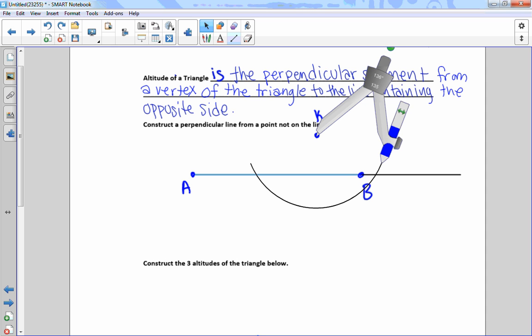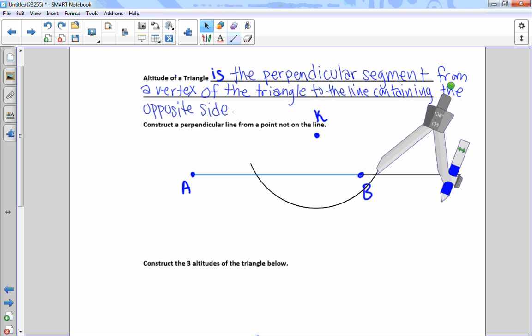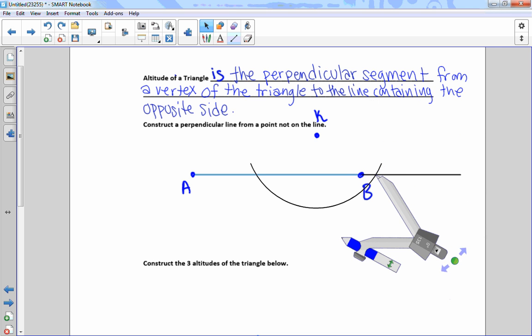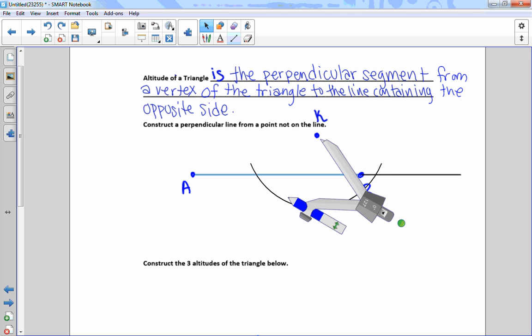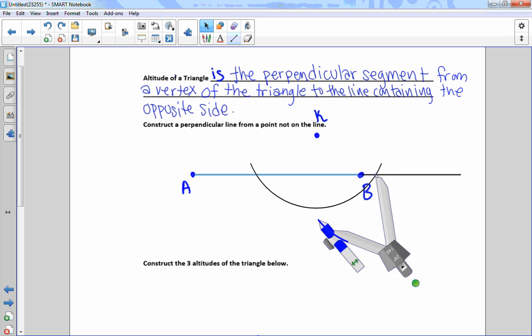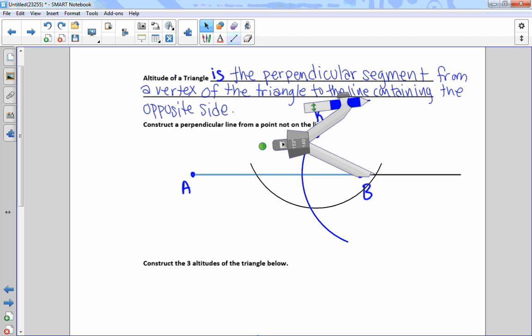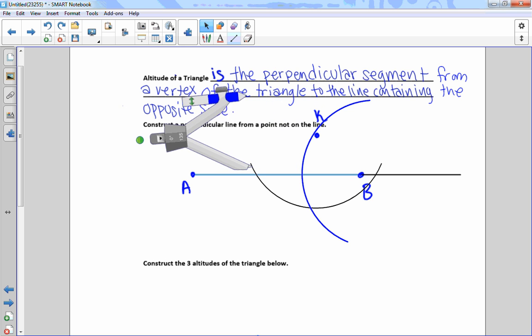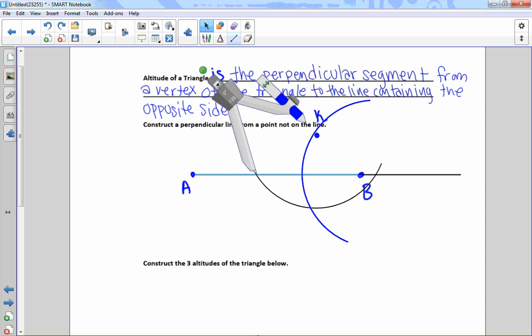Okay, and then we're going to use that same width, relocate it over to one of the intersection points, and do a similar thing that we've done before. Oh, yeah, change the width. Okay, that worked. And draw an arc. And I hope I didn't just change the width again. Go over to the other intersection point. And draw an intersecting arc.